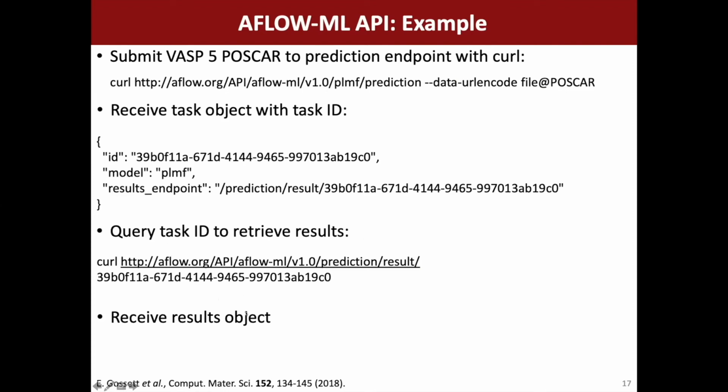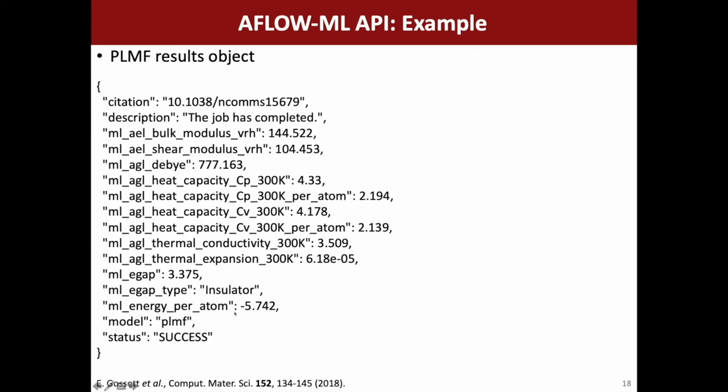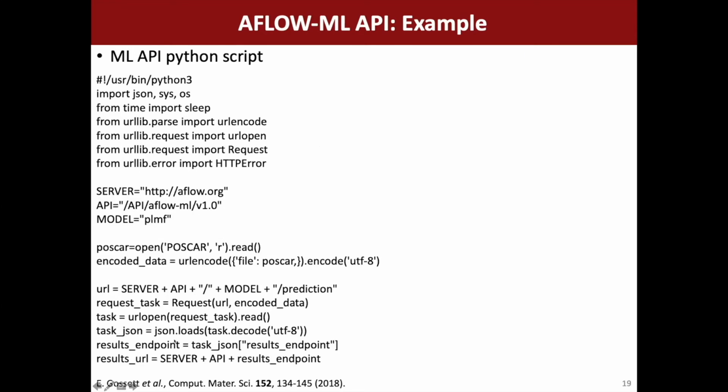You query this and you receive the results object, and the results object looks like this. So again, it's a JSON file, and it has things like the predicted bulk modulus, shear modulus, the Debye temperature, electronic band gap, and so on. And here you can see the status part. So here the status is successful. I'll go through this again later.